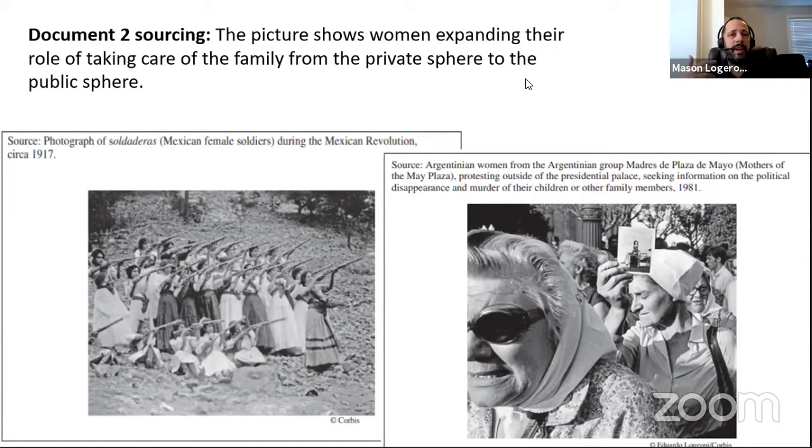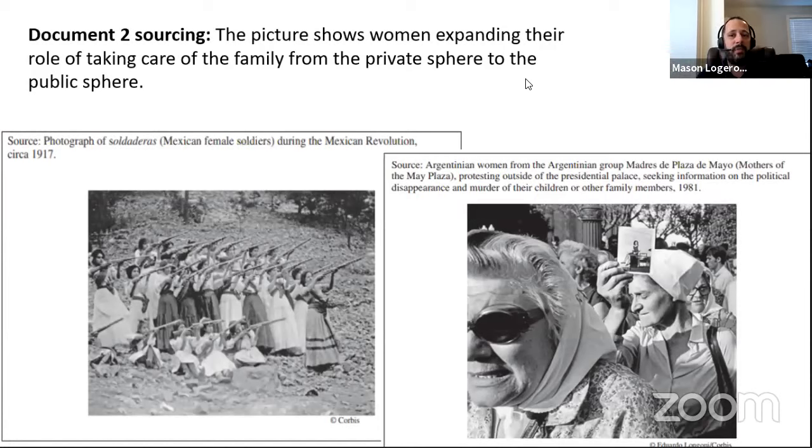Consider for a second that traditional female role in many societies where women are expected to take care of the family. Here we have an example of women who are taking care of their family, but they're doing it now in the public sphere. Usually when you think of taking care of the family, you think of it at home in the private sphere. But now women are expanding their role and doing it in the public sphere and taking more of a role in political life through direct protest of the government.